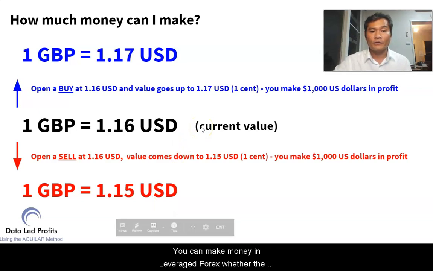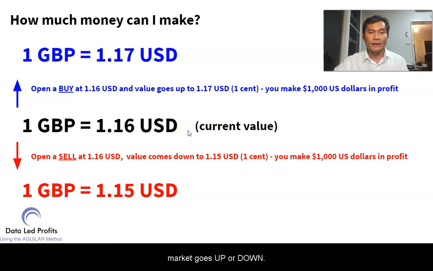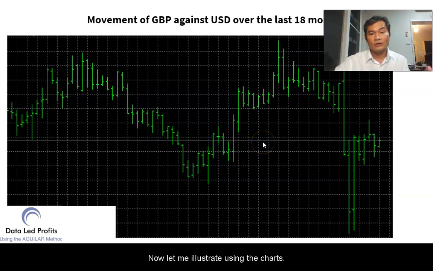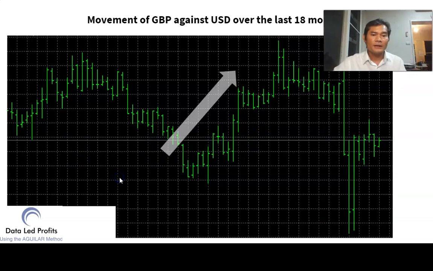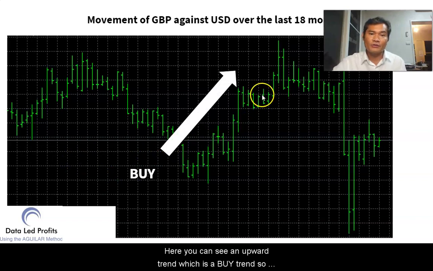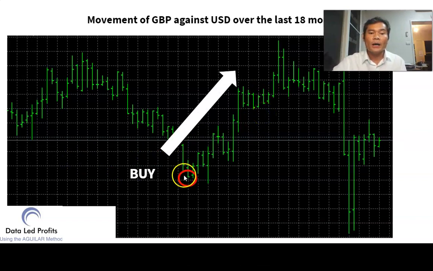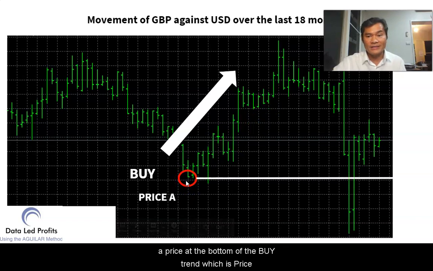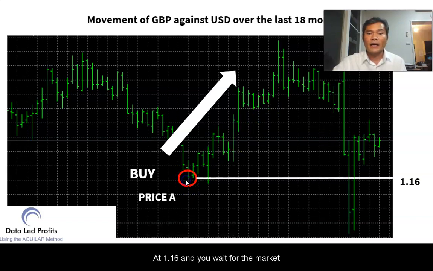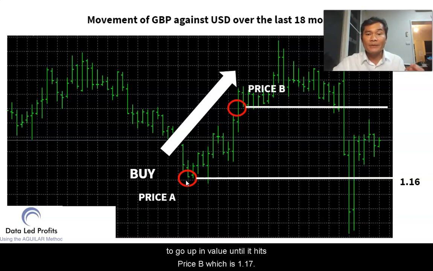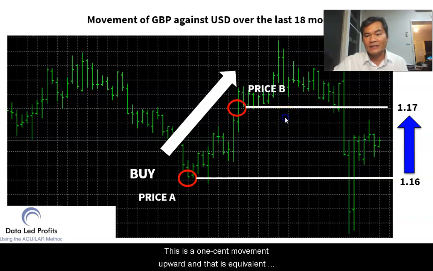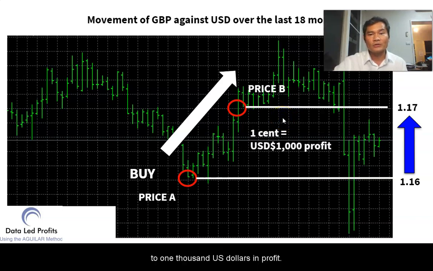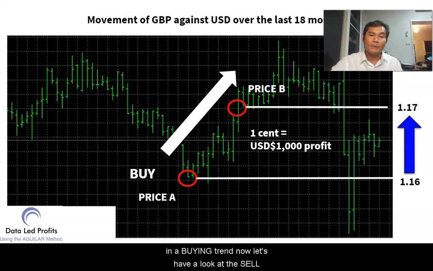You can make money in leverage forex whether the market goes up or down. Now let me illustrate using the charts. Here you can see an upward trend, which is a buy trend. So what you do is you open with a price at the bottom of the buy trend, which is price A at 1.16, and you wait for the market to go up in value until it hits price B, which is 1.17. This is a 1 cent movement upwards, and that is equivalent to $1,000 US in profit. That's how you make money in leverage forex in a buying trend.